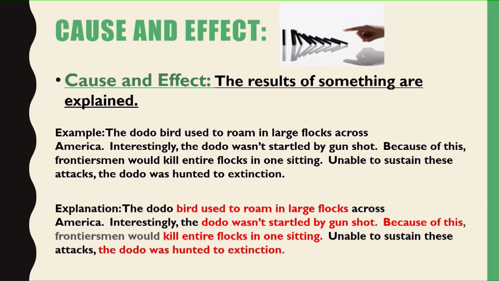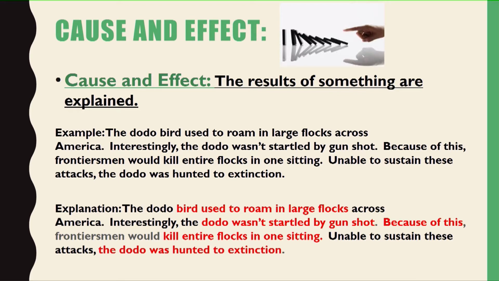Our first type of text structure is cause and effect. I want you to make sure that you are copying down this definition that I've underlined for you. So the definition of cause and effect is that the results of something are explained. So as you write that down, I'm going to read an example to you.